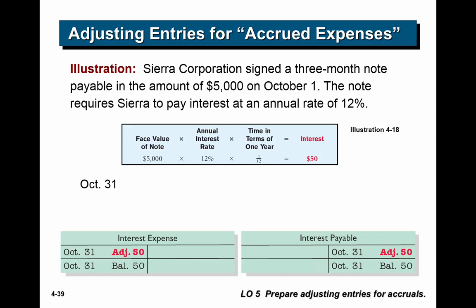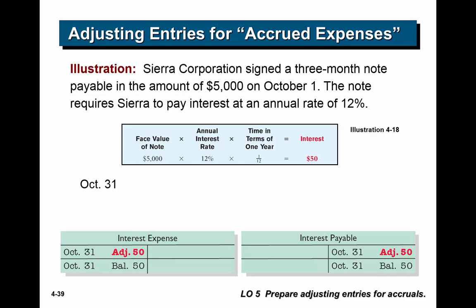And we could figure that out, how much it is, by taking the face value of the note, which is $5,000, times the annualized interest rate, which is 12%, times the time. In this case, the amount of time is 1 month, or 1/12. Okay? The reason we do it that way is because the interest rate is expressed in an annualized rate.